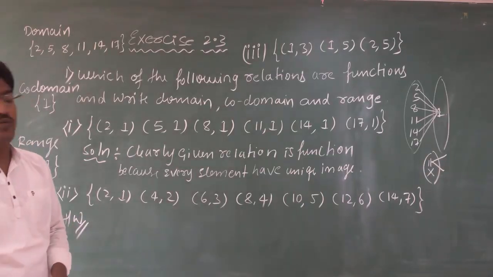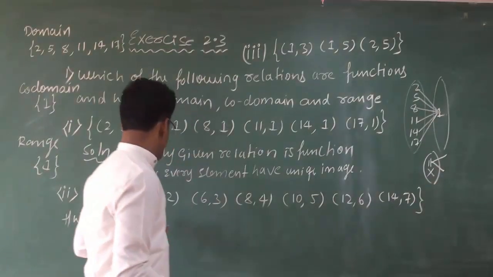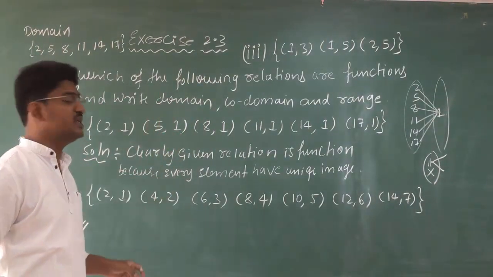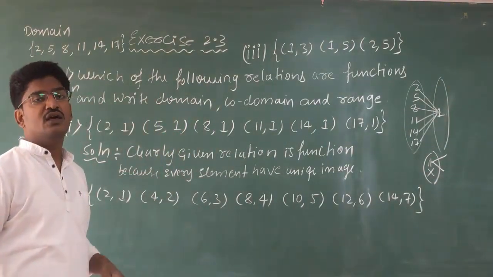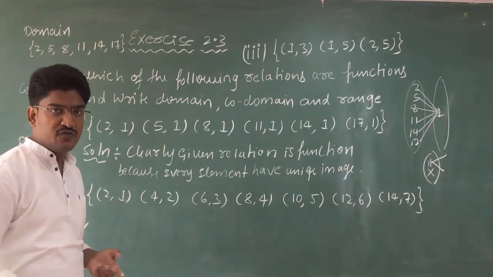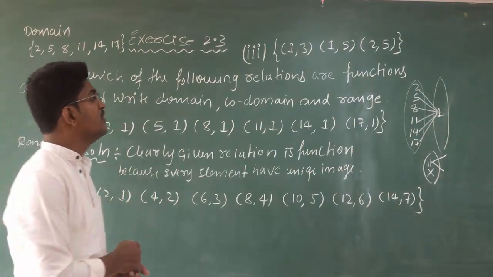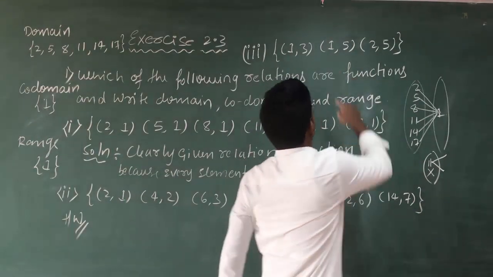Second one you take it as homework. You do this type of rough work. After that, if all the elements are having unique images, this is going to be the function. If they are not having unique images, it's not going to be a function. If it is not a function, there is no need to write the range. Clear? Okay. So now let us come to the third one.